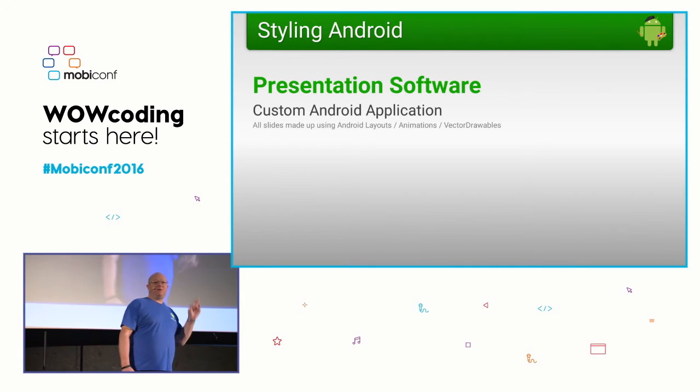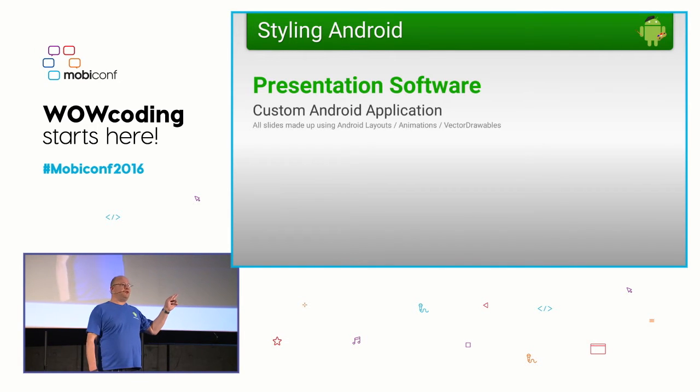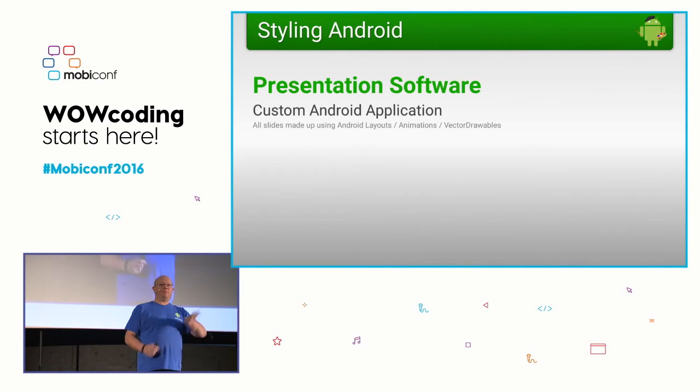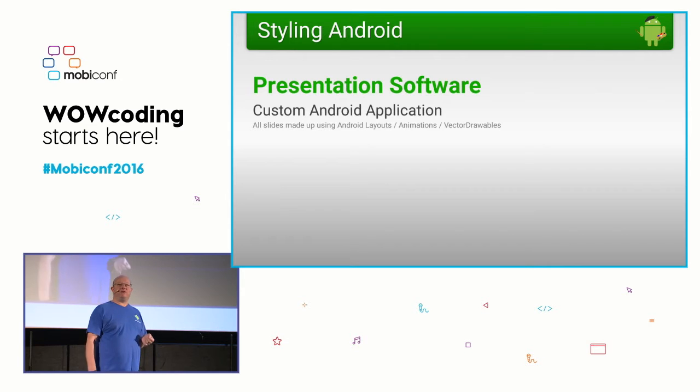So every time you've seen an example of a vector drawable on the screen, it's not been me capturing a GIF and putting it in a slide. You're seeing that rendering real time. So they are real vector drawables that have been displayed on the screen as we go.